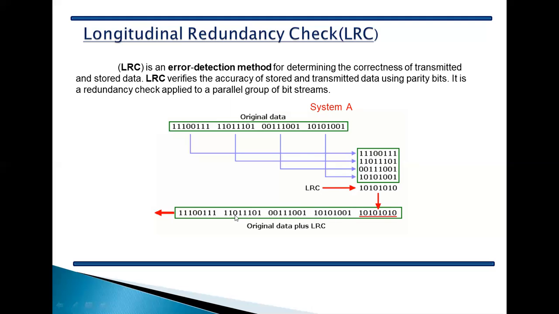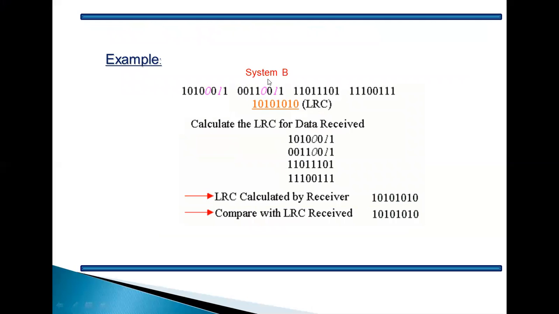This original data plus LRC, you have to send from system A to system B. Okay, this is the original data, 1, 2, 3, 4, the original data, and add the LRC value, then send. System A sends the data, system B receives the data.